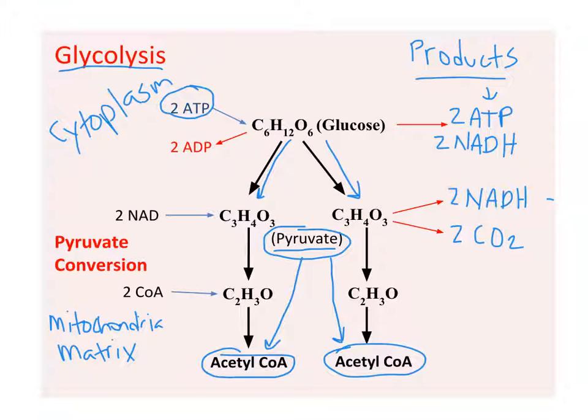So those are your 3 products of pyruvate conversion. You get 2 NADHs, which carry electrons, 2 CO2s, which are a waste, which we breathe out, and 2 molecules of acetyl-CoA. So pyruvate has been converted into acetyl-CoA.